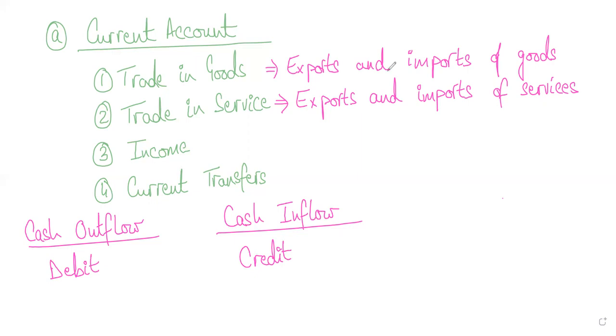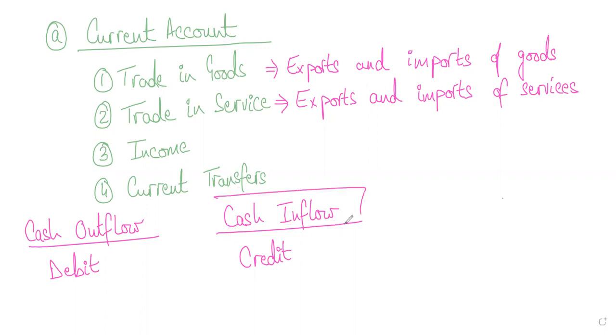If Pakistan is exporting wheat to UK, would that be recorded in Pakistan's balance of payment as a credit entry or a debit entry? If Pakistan is exporting it to another country, we will record it as a credit entry.